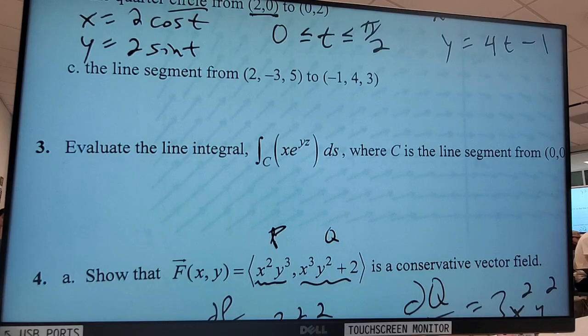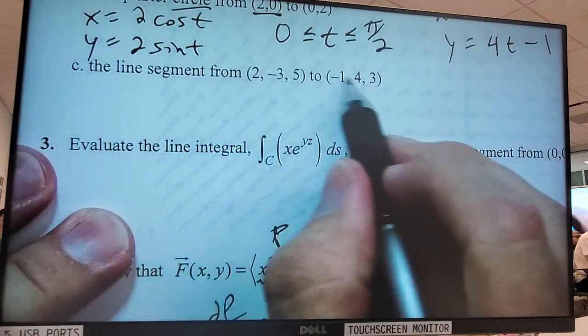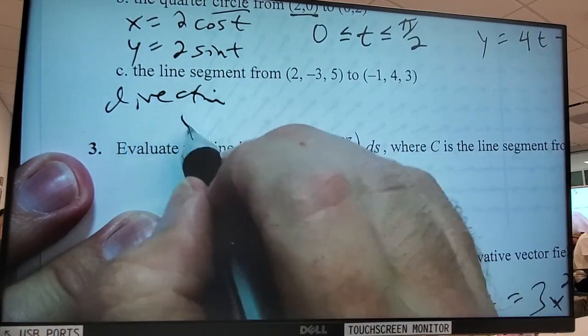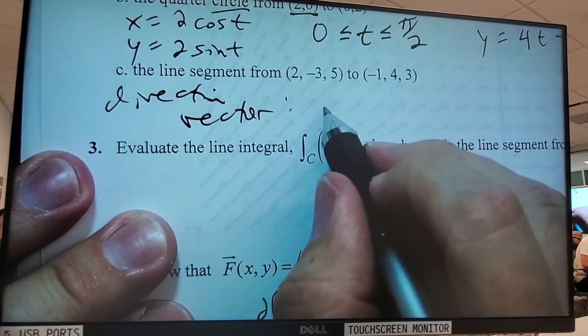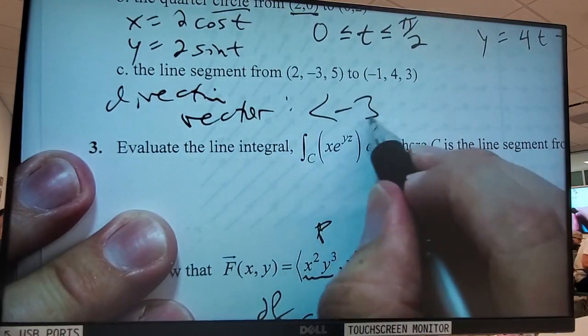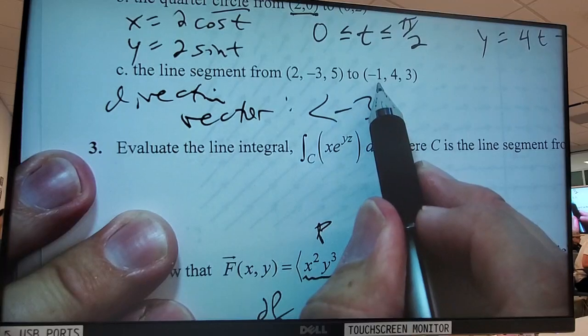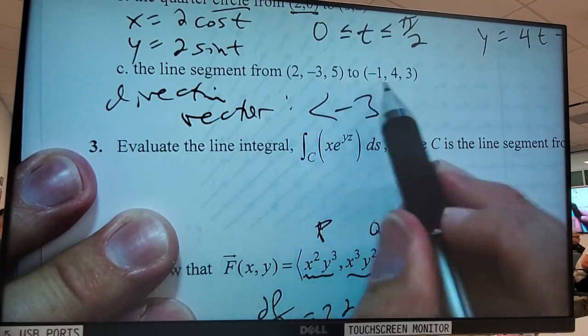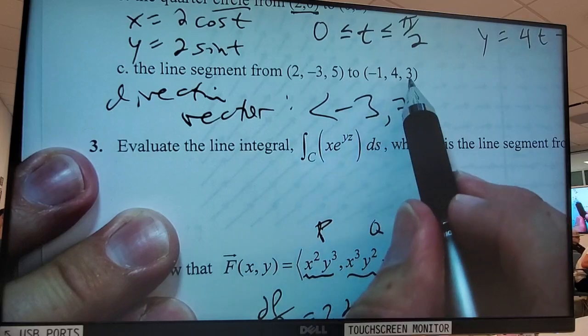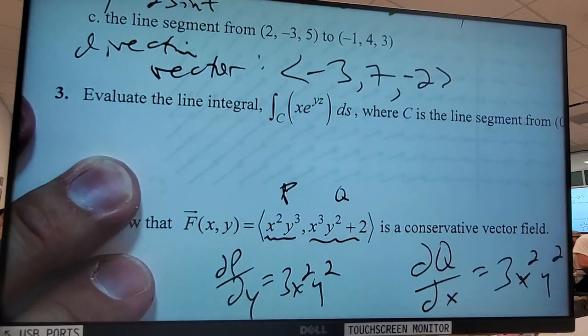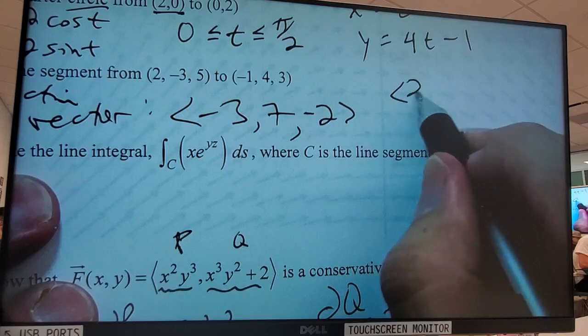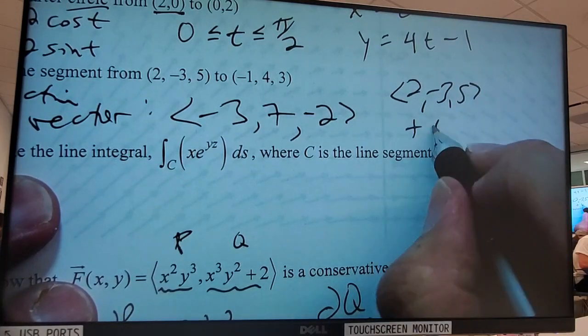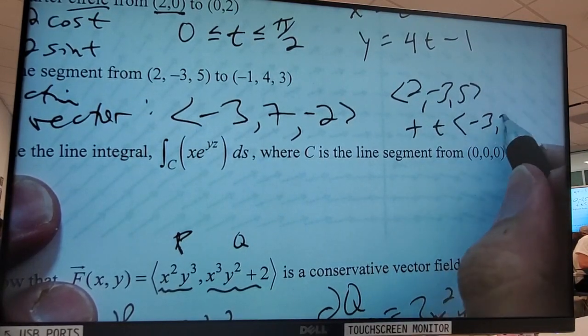It started at (2, -3, 5). It then went to (-1, 4, 3). What is the vector that represents the direction it went in? Good, because it was a 2, went to negative 1. So the direction vector is negative 1 minus 2, which is negative 3. So I had to go down 3 from 2. Had to go up how much from here? 7. And then I had to go down 2. So that would be (2, -3, 5) plus t times (-3, 7, -2).